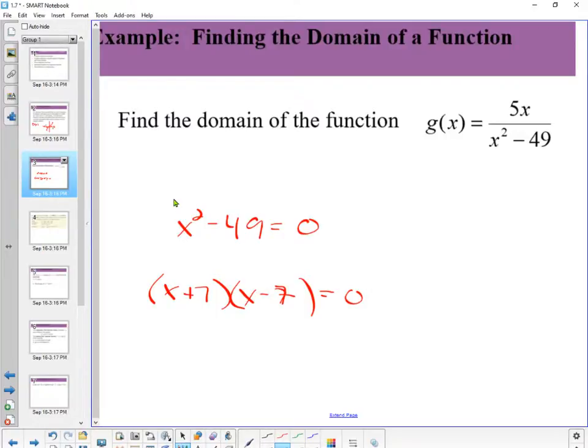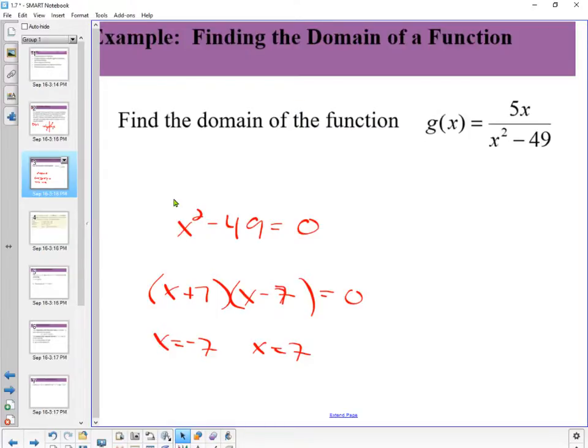So then the question is, well, when would this first number be equal to 0? When x is -7. When would this next number be equal to 0? When x is equal to 7. So in both of these cases, they would produce problems for me. So I can say, hey, you know what? I understand that I can be any number, but because there's a couple of options that will give me a denominator of 0, these two can't be in my domain.